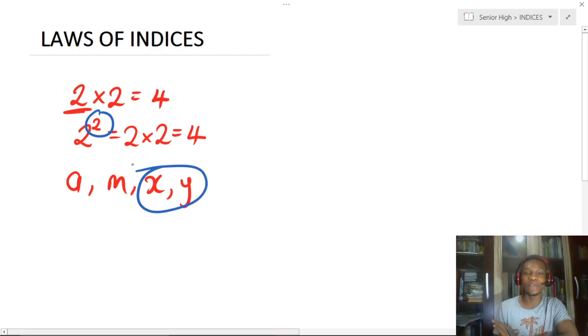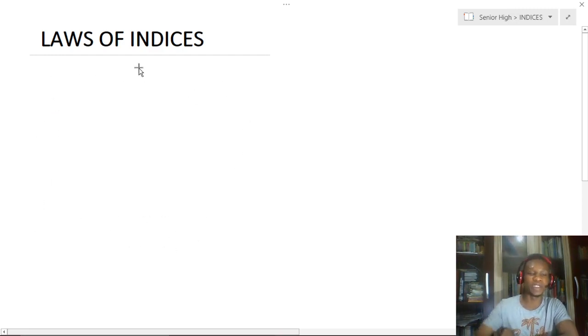Now let's talk about the first law of indices. So let me clear this entirely. Okay, so in the first law of indices, we'll be working with what I've heard called the addition law, or some people call it the multiplication law. Whichever one it's called, I'll just state the law, and you can use whichever name you feel like. So let me call it the addition law.